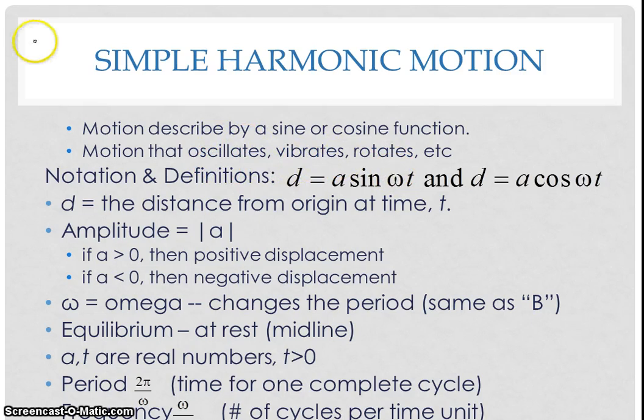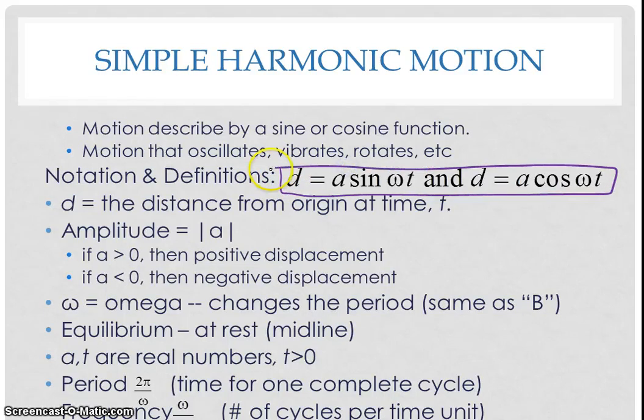You often see, like, a spring. If a spring has a weight on it and the spring is going up and down, okay? Or you might have, say, a pendulum that is swinging side to side. That would be something that can be modeled by a sine or cosine function that oscillates, vibrates, and rotates through simple harmonic motion. So, some notation and definitions.